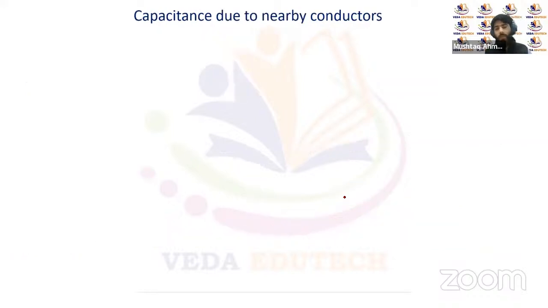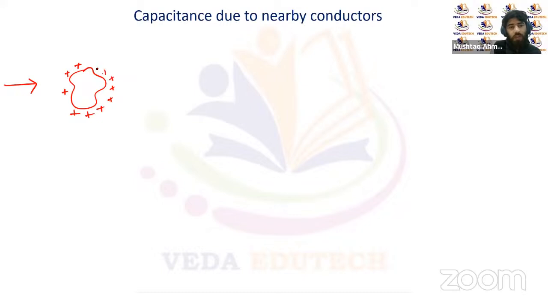Now what happens if we place two conductors? Let's suppose we have two conductors here. This is conductor 1. Let's suppose this is a positively charged conductor, and the potential on the surface of this conductor is VA, and this is conductor A. And we are bringing close to this conductor another conductor, and this is a negatively charged conductor.